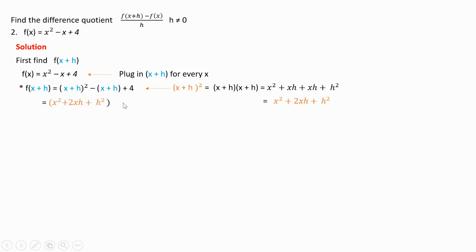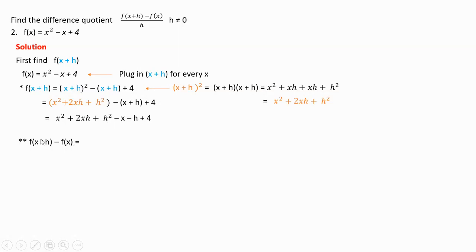So I'm going to replace the x plus h squared with x squared plus 2xh plus h squared, and then minus my x plus h plus 4. So with the minus here, I'm going to distribute the sign, or the -1, which will give us -x minus h plus 4. And we combine like terms, right? Nothing can be combined because there's nothing that's the same.